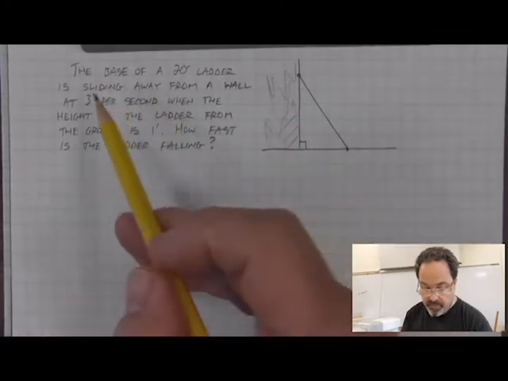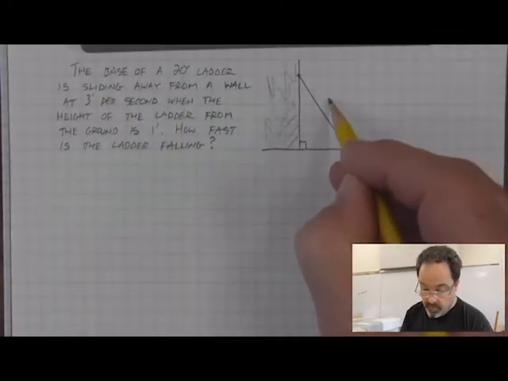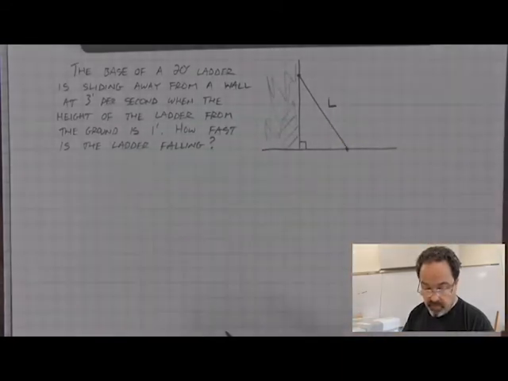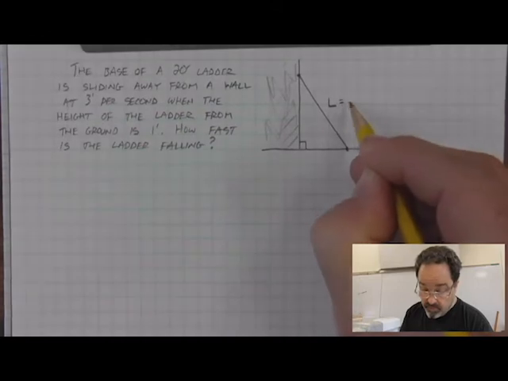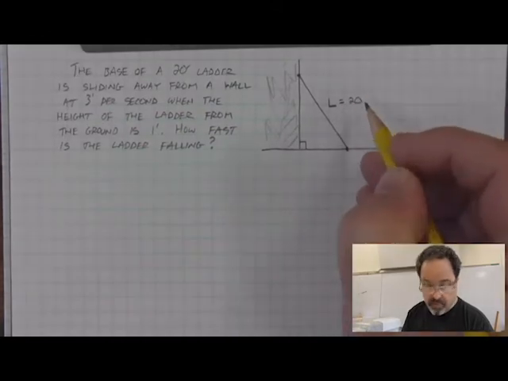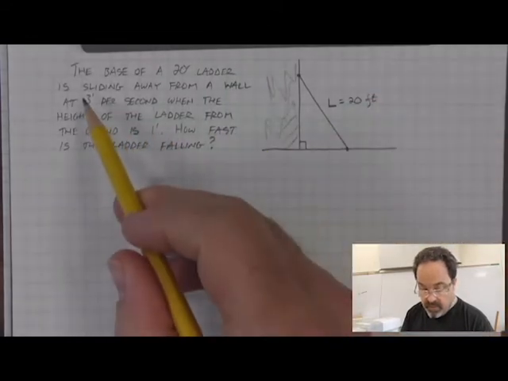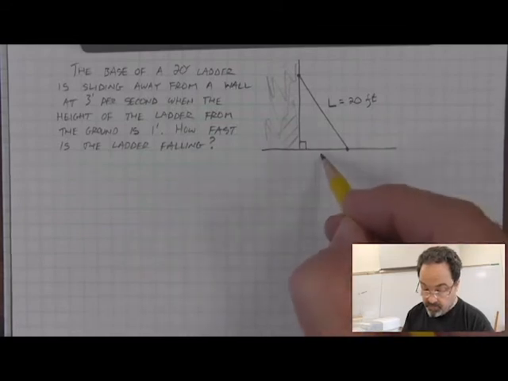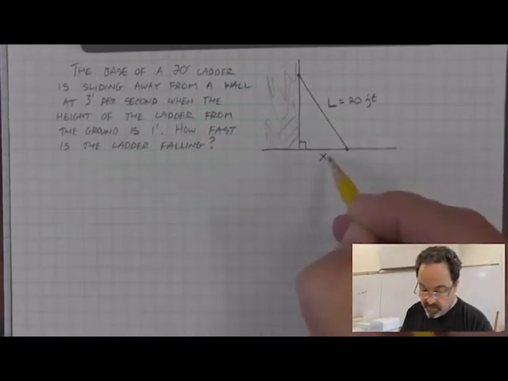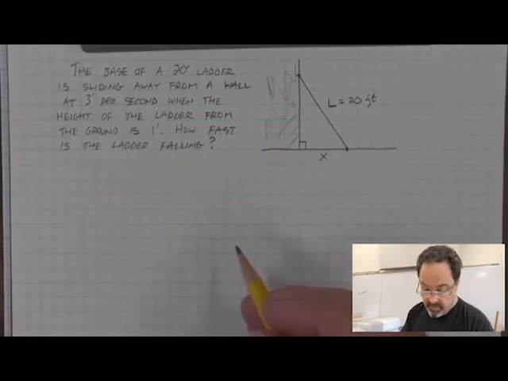Rereading the problem in order to get information in the diagram about the situation. The base of a 20-foot ladder suggests that the length, which I could call L, is 20. The units are feet. I know that the ladder is sliding away from the wall at a rate, so I'm going to care about the distance from the base of the ladder to the wall, and I'm going to label that X.